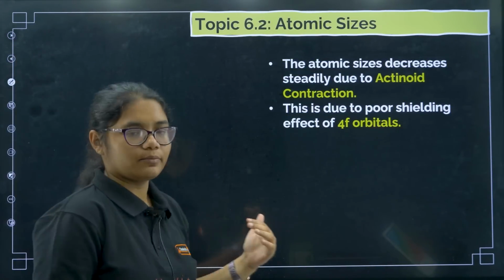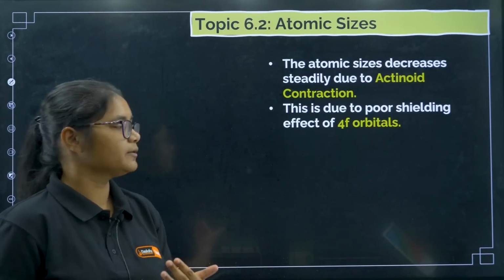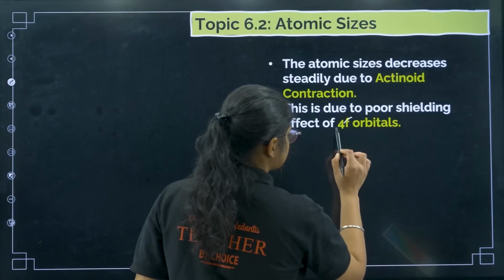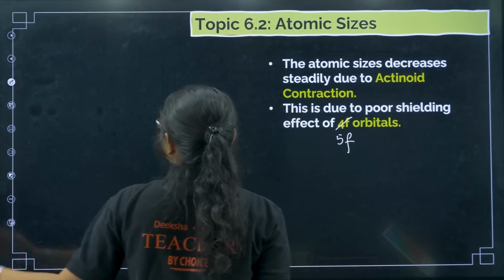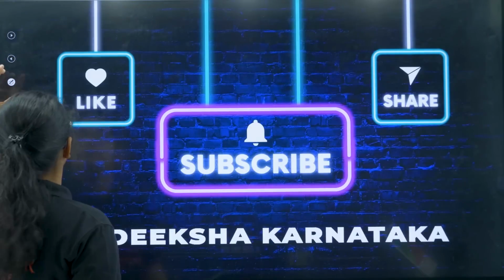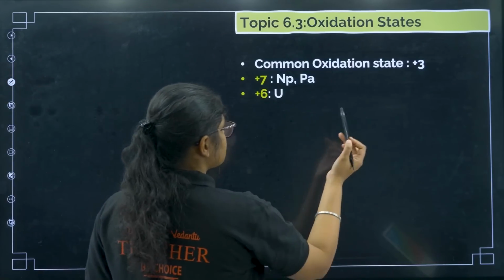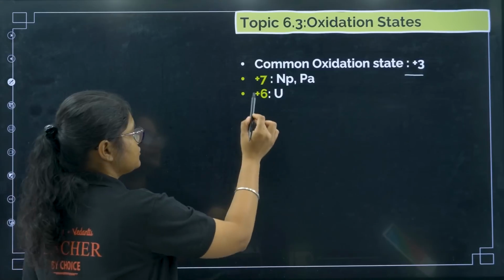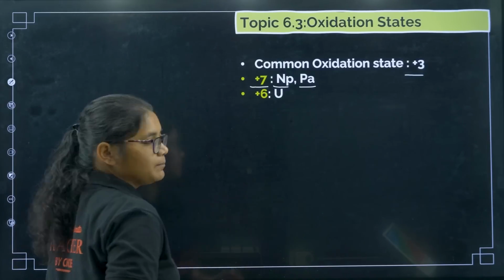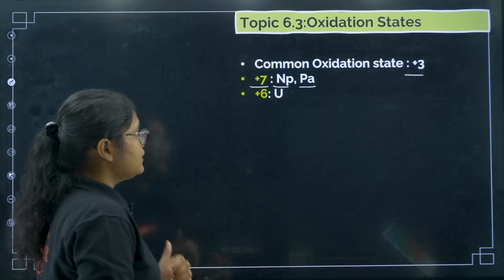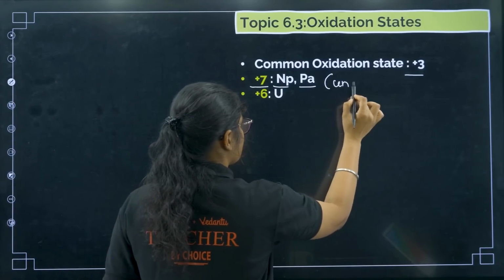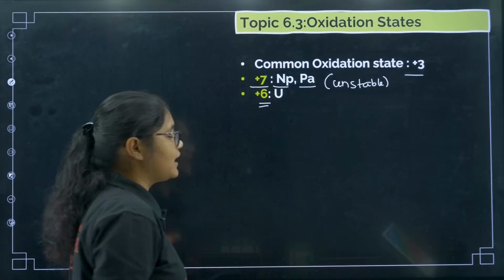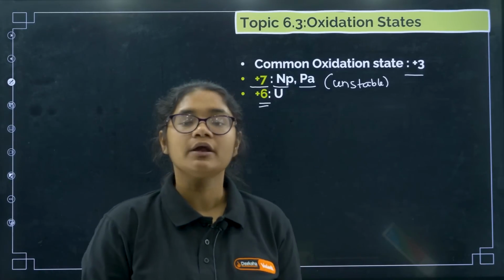Again, the trend here: atomic size will decrease along the period. That is due to actinoid contraction, and actinoid contraction is due to the poor shielding effect of 5f orbitals and not 4f orbitals. And what is the common oxidation state? The common oxidation state is +3. The highest oxidation state, +7, is shown by Np and Pu, but these are unstable. The stable highest oxidation state is shown by uranium.